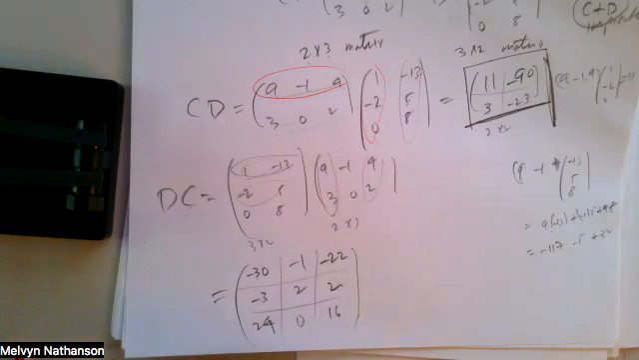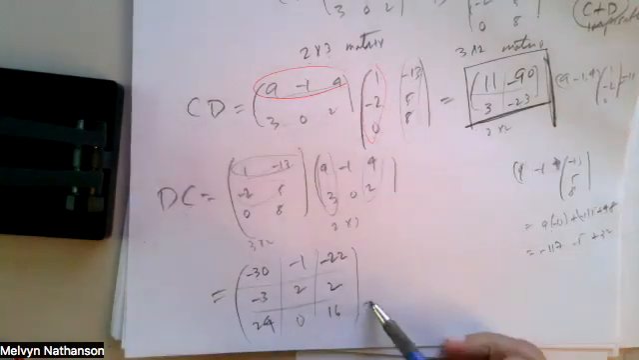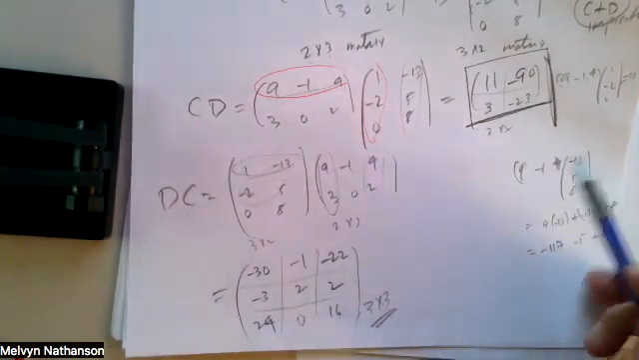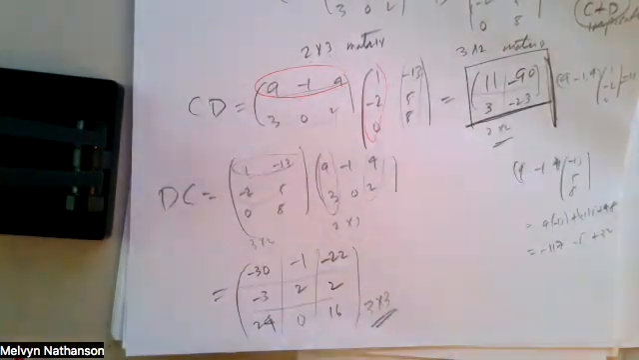Okay. And again, you can see the product CD is defined, the product DC is defined, but they're completely different shaped matrices. 2 by 2, 3 by 3. That's what it is.